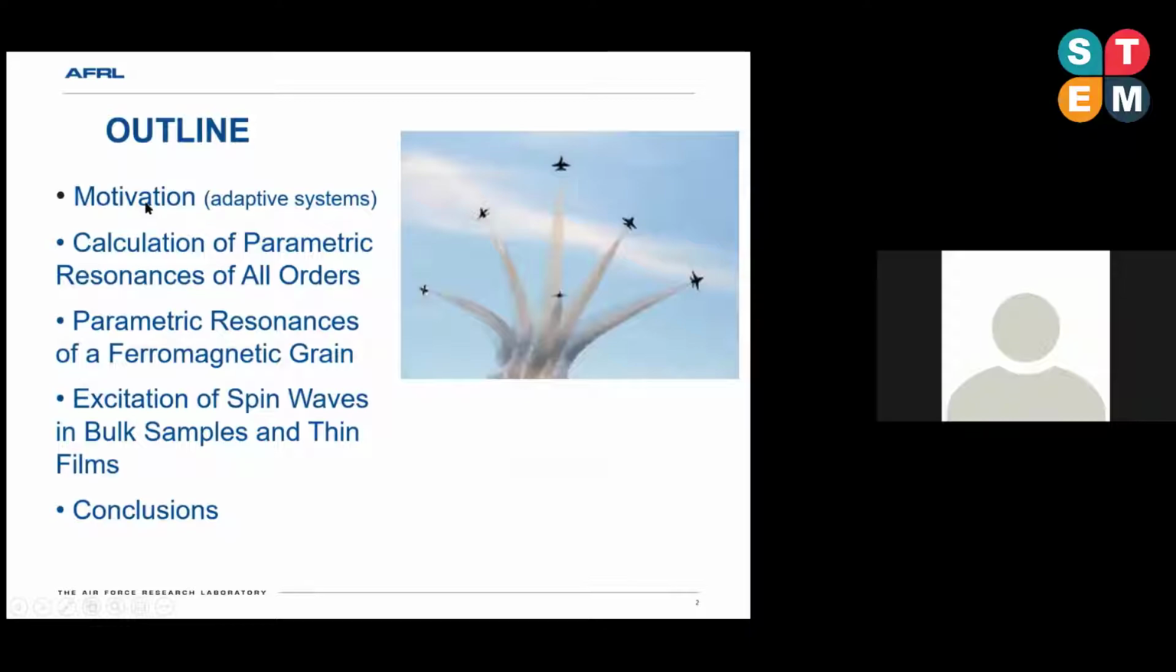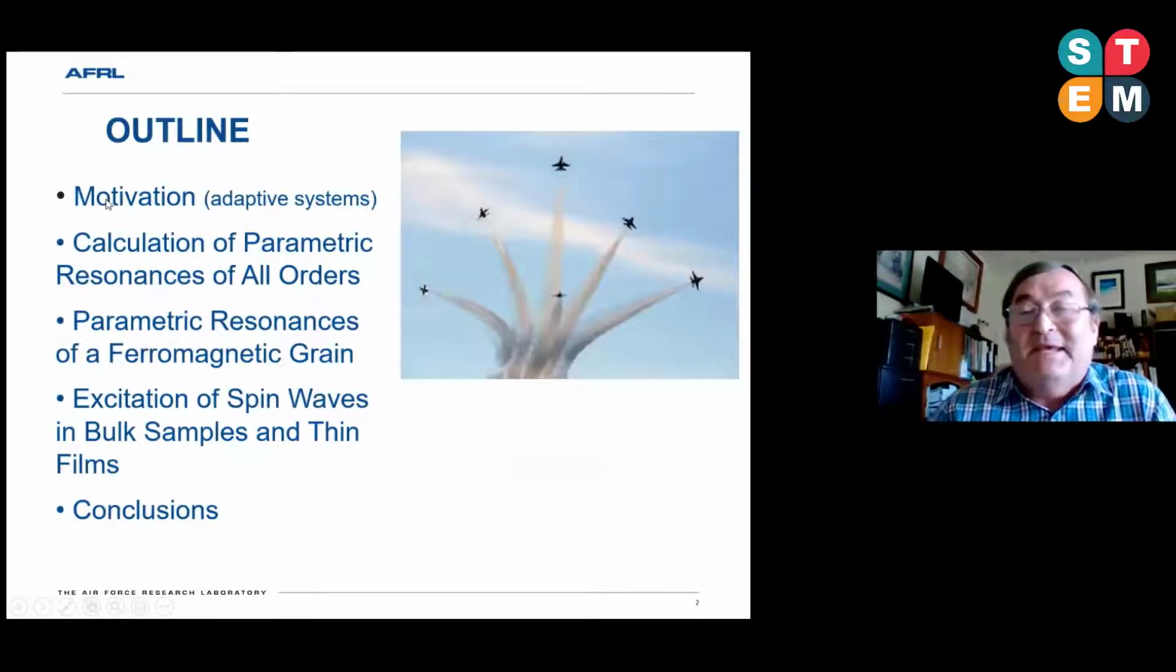Okay, in my talk, I briefly explain the motivation of this work. So magnetic systems can be considered as adaptive systems. We apply external microwave or other fields, and we change the state of the magnetic material. It is still magnetic, but it has some excited states, and we can use these states for devices, for magnetic devices. First, I will just show briefly a calculation of parametric resonance of all orders.